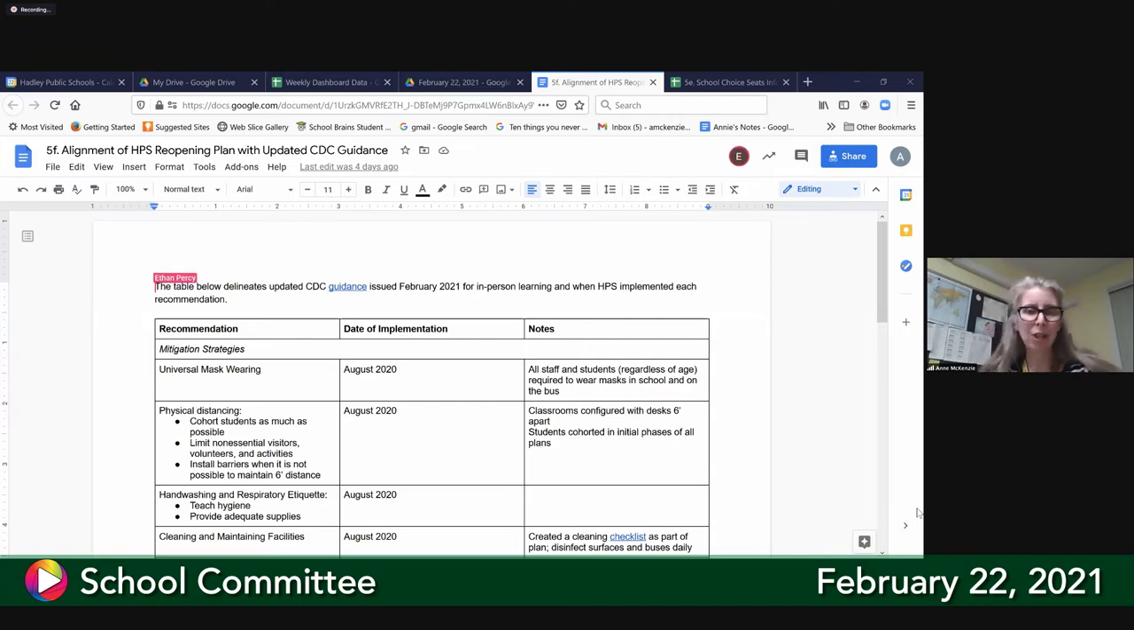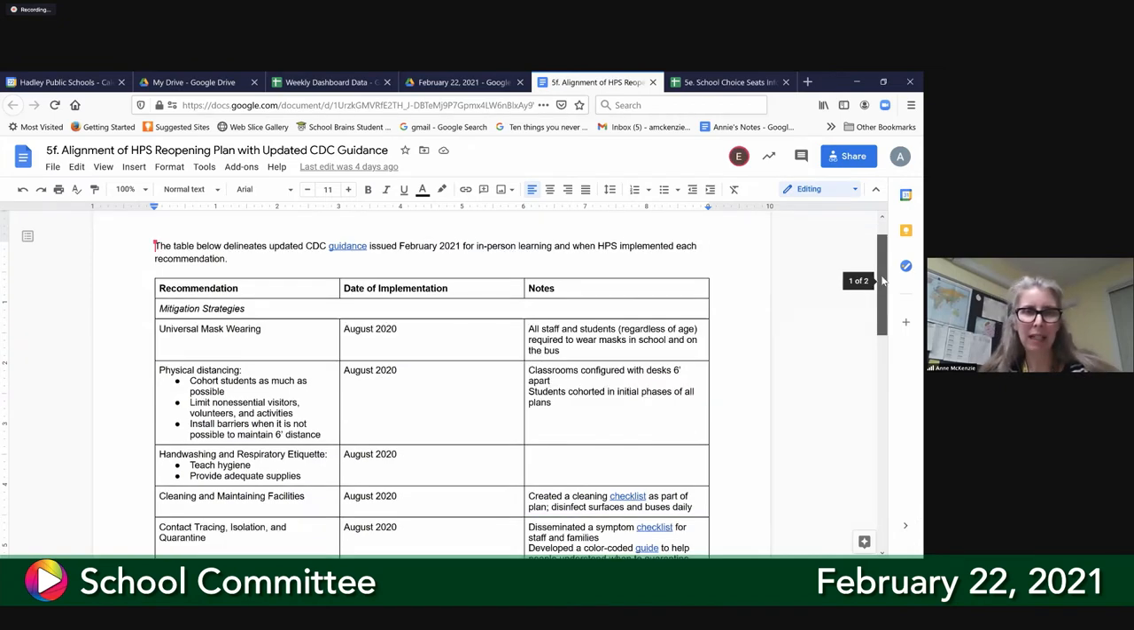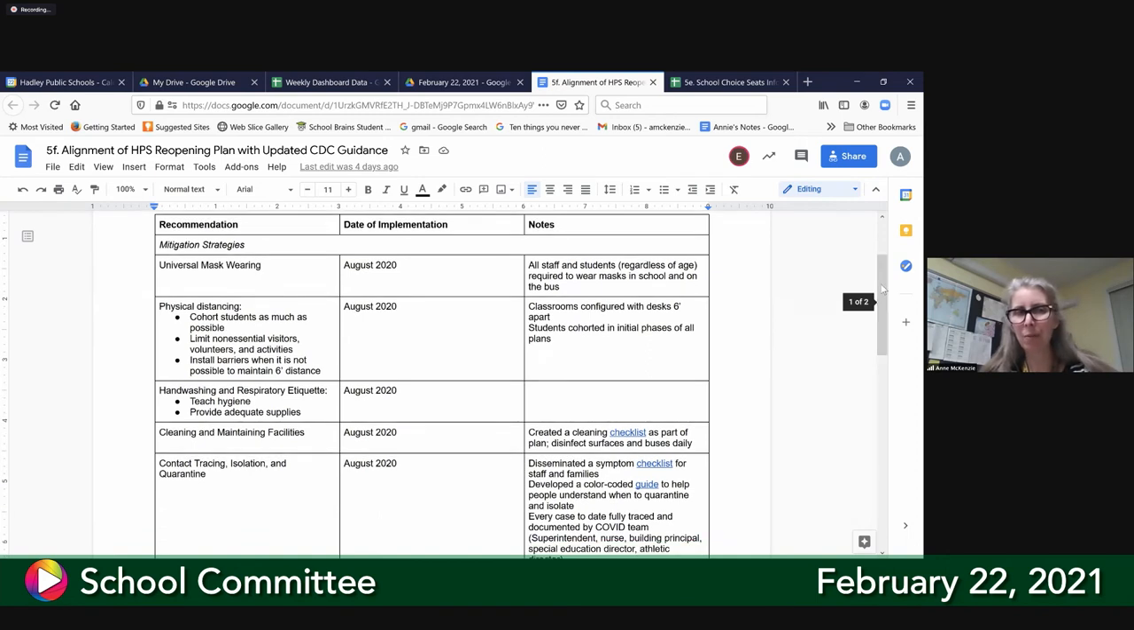Again, so the CDC recommended universal mask wearing. We have this in place regardless of age. Of course, there are disability exceptions that are allowed for students or adults.